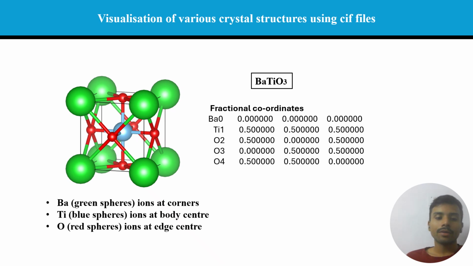Barium at the corners with the fractional coordinates 0, 0, 0. Due to the unit translation, all the barium atoms are present at the corners. Titanium is present at the body center with the fractional coordinates half, half and half, while the oxygen atoms are placed at the face center with the fractional coordinates 0, 0.5, 0.5, 0.5, 0.5, 0.5, 0.